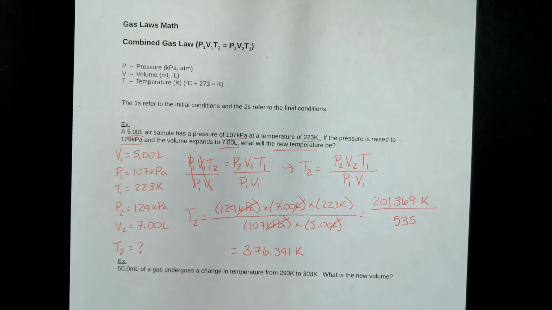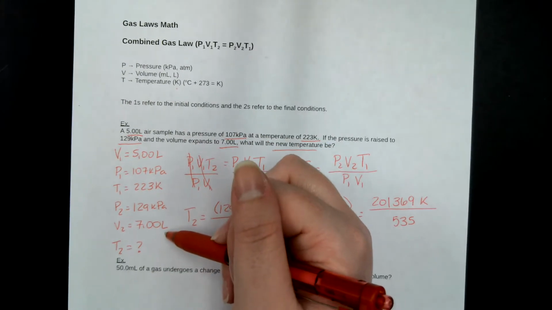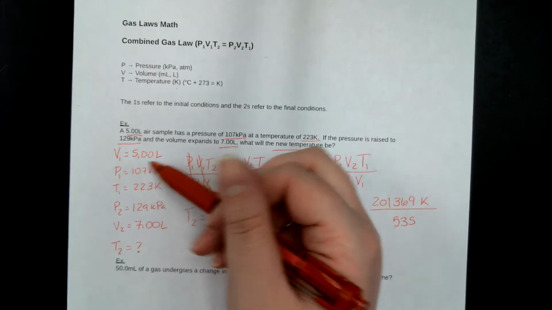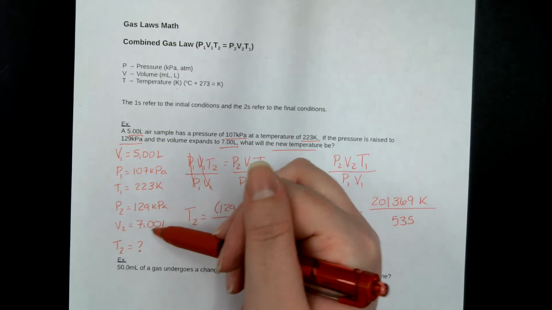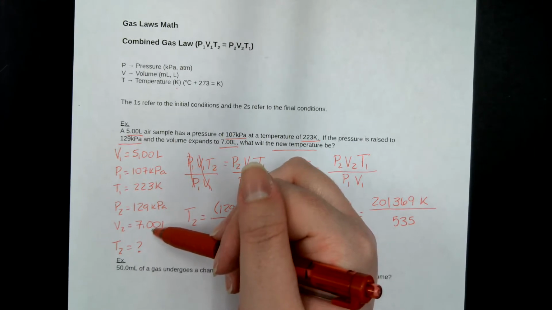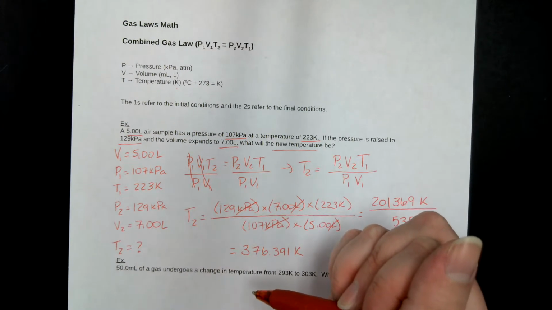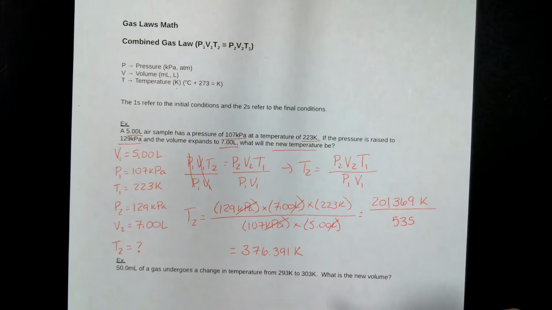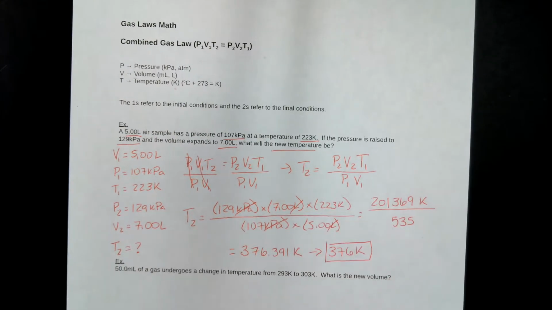Our final step will be to round our answer to the appropriate number of sig figs. Since we're multiplying and dividing, we want to go back to our givens and look for who has the smallest number of sig figs. Well, in this particular problem, everything has 3 sig figs, because trailing zeros at the end of a number are significant if there is a decimal point. So all of our givens have 3 sig figs, which means our final answer should match that and have 3 sig figs. So that gives me a final answer of 376 Kelvin.